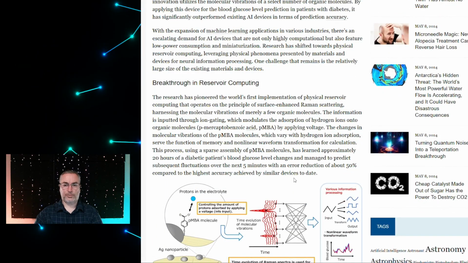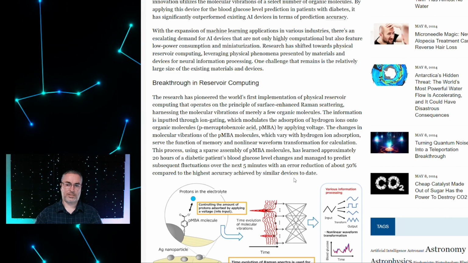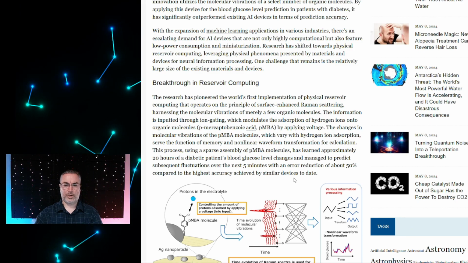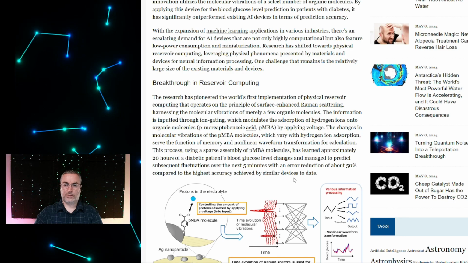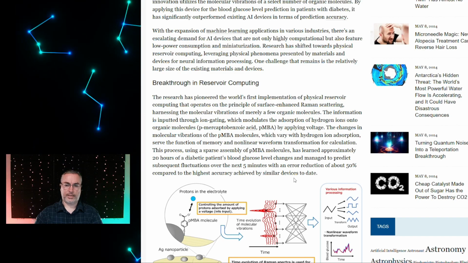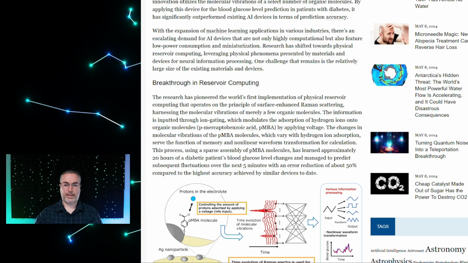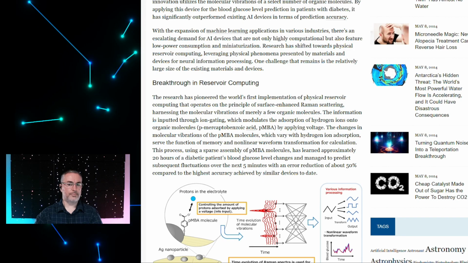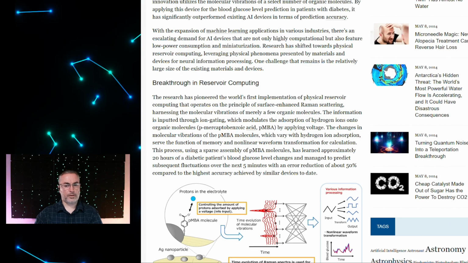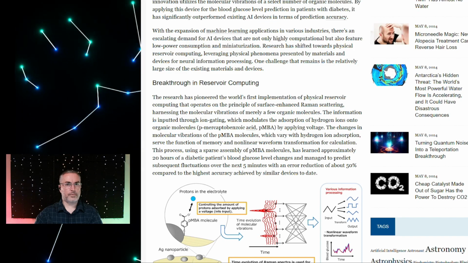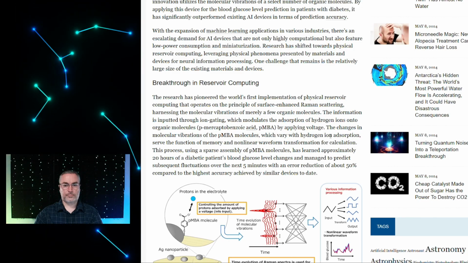The research has pioneered the world's first implementation of physical reservoir computing that operates on the principle of surface-enhanced Raman scattering. Harnessing the molecular vibrations of merely a few organic molecules, this seems like a translation thing. The information is encoded through ion gating, which modulates the absorption of hydrogen ions into organic molecules by applying voltage. So what does any of this get to, in the real world?